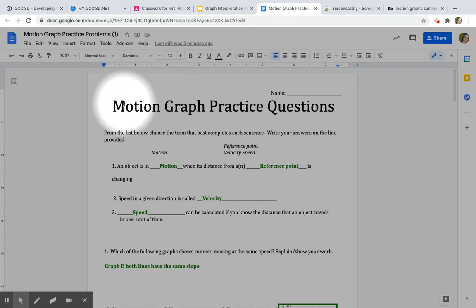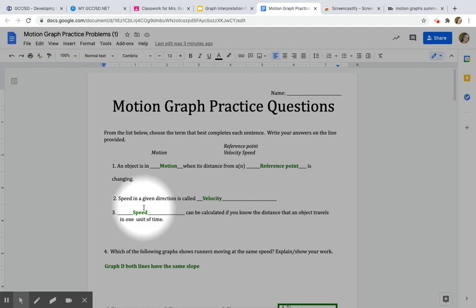All right, so now jumping in, motion graph practice questions. You were given one, two, three questions, and these are just simple definitions that we've gone over already. An object is in motion when its distance from a reference point is changing. So that is like whenever I said I am starting from my desk and I am walking across the room to the other side to touch the wall. I have now changed where I started from. I'm starting from point A and I've ended up somewhere else. Okay, so I'm in motion when the distance from the point, the origin, is changing.